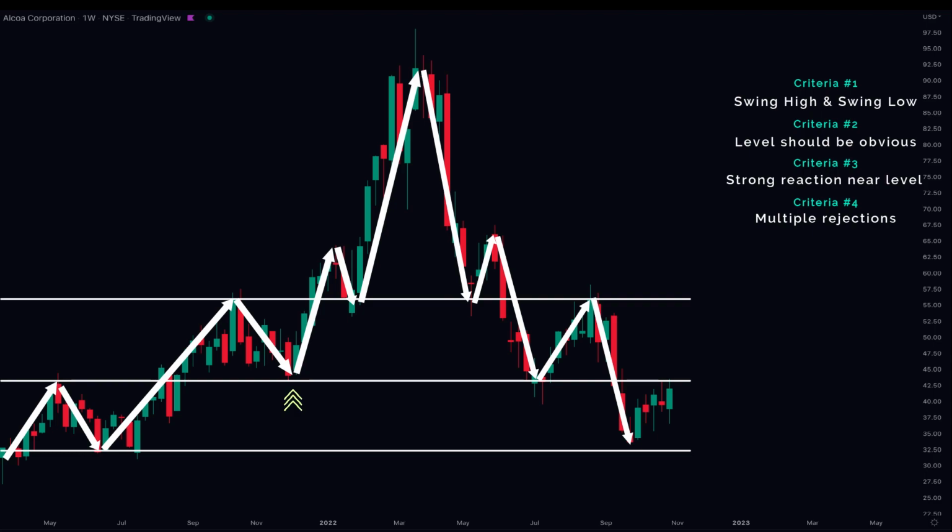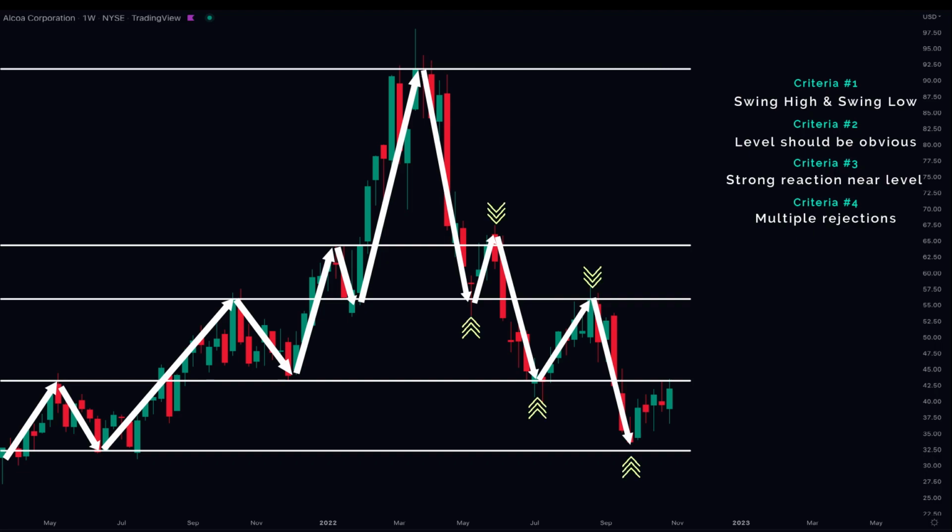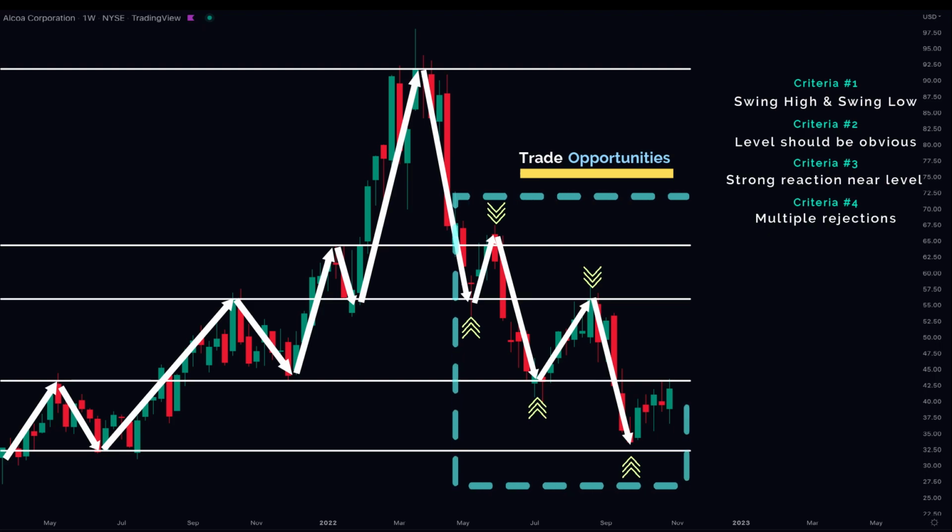This level coincides with one already drawn. Same thing here. Notice that the remaining swings match with existing levels. This means that we had multiple trading opportunities, but it doesn't mean that we would have taken them all. I will show you in a future video how to trade around these levels.